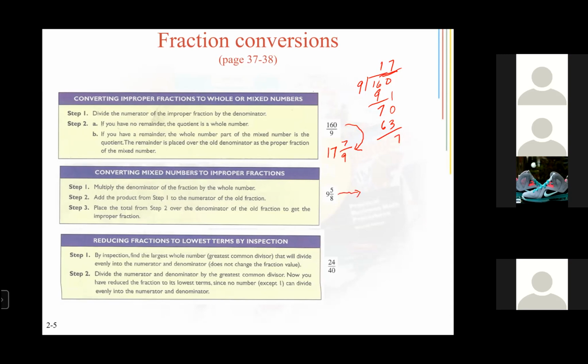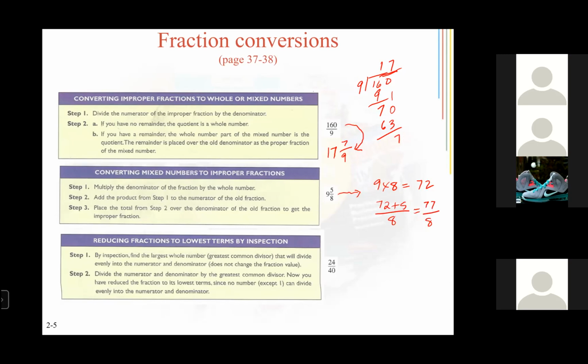We will have to multiply the denominator to the whole number. Okay, so 9 times 8 equals 72. Right. And then you'd have to add that with the numerator. That's 5, over 8, so that's equal to 77 over 8.